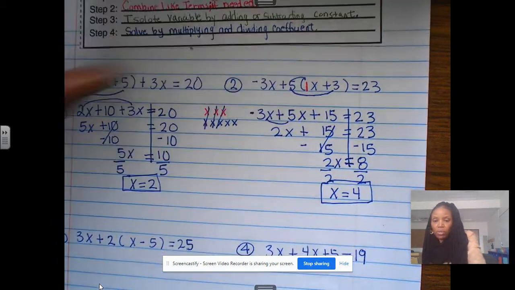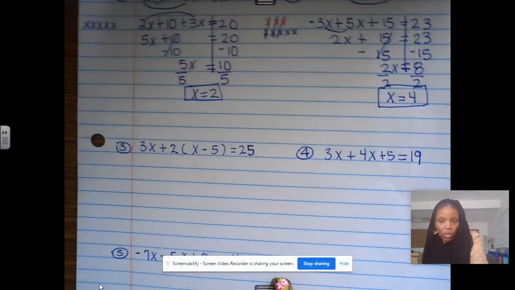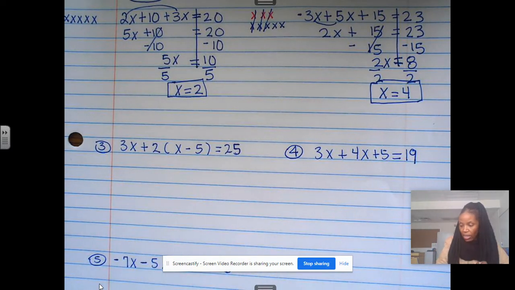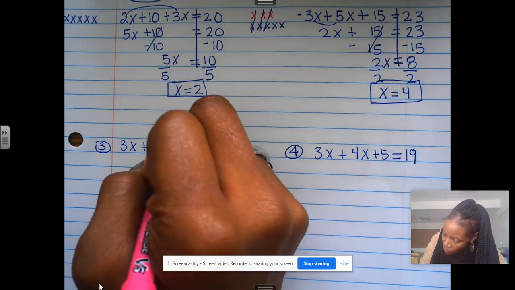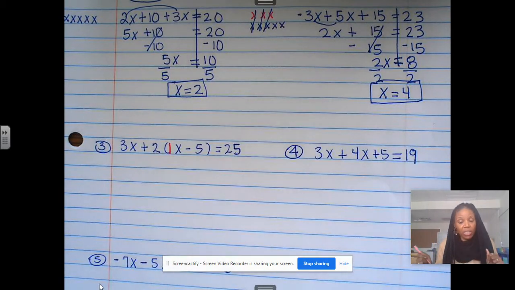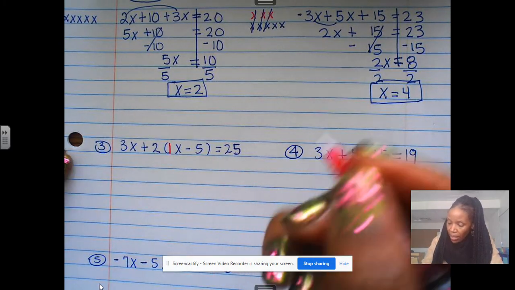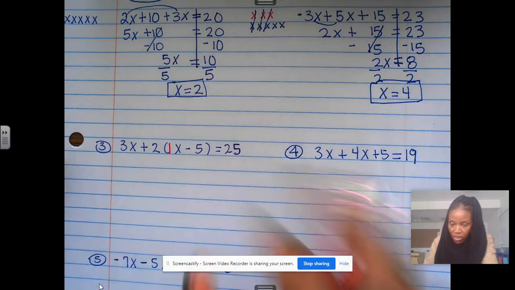Let's move on to number 3. So number 3, I'm distributing again. And when I analyze this, I need to put my invisible 1 here. Here's also something else. Subtraction is the same thing as plus negatives. So what do I mean by that? I'm going to do a little thing off to the side over here.